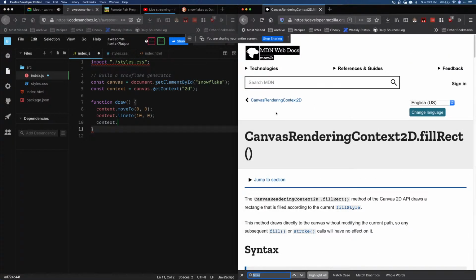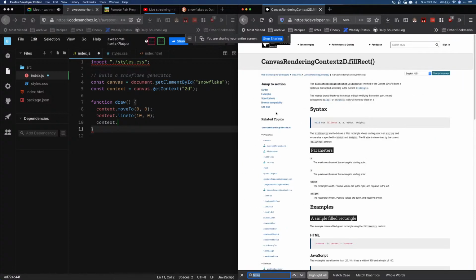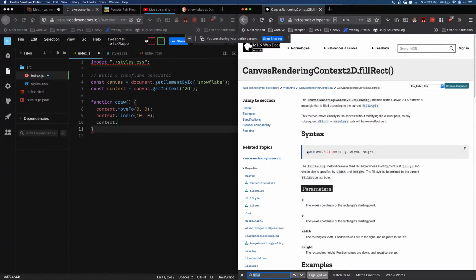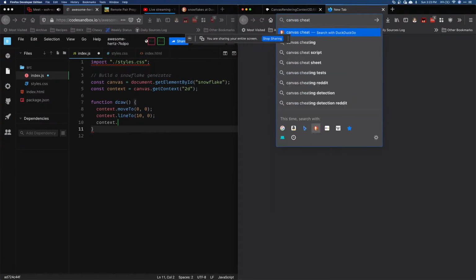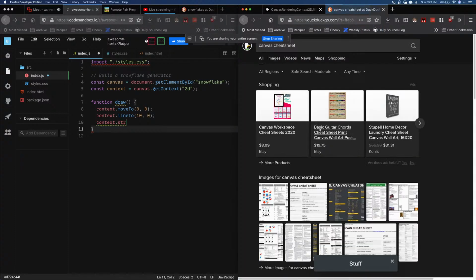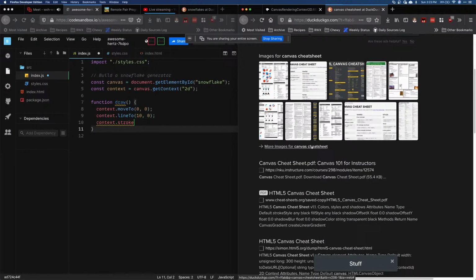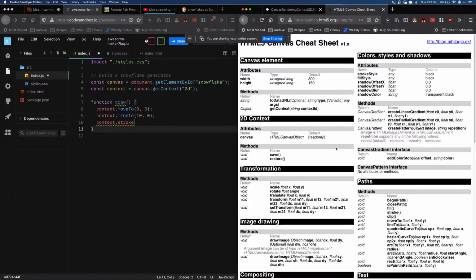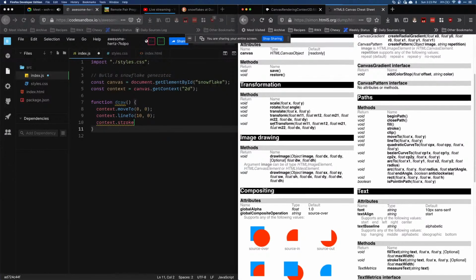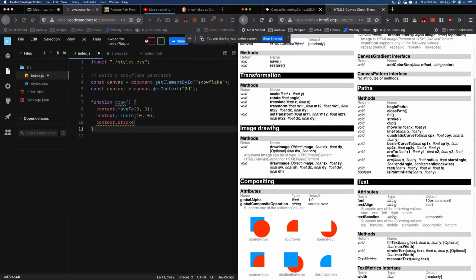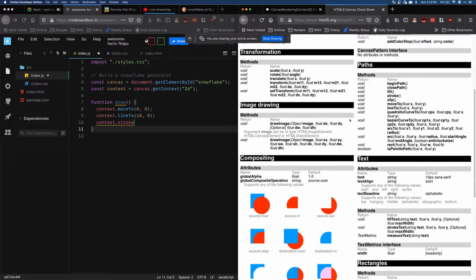Let's make this a little bigger. What about this thing? If you look for a Canvas cheat sheet, it has a very small infographic of everything. Paths. Yeah, we probably want a path. beginPath. Yeah, or you have lineTo. Yeah, we can use lineTo.